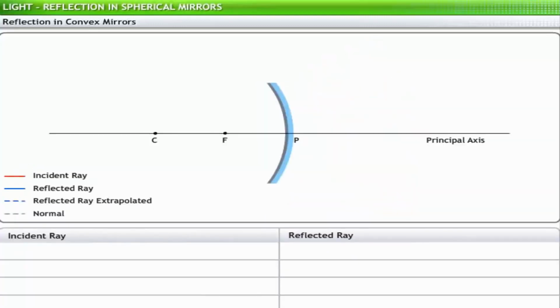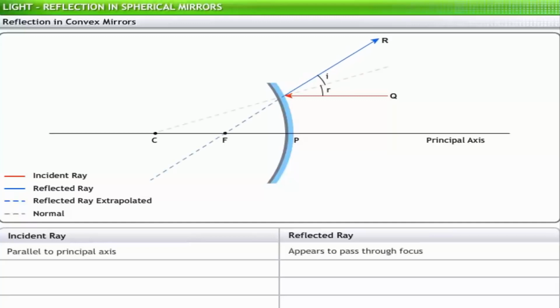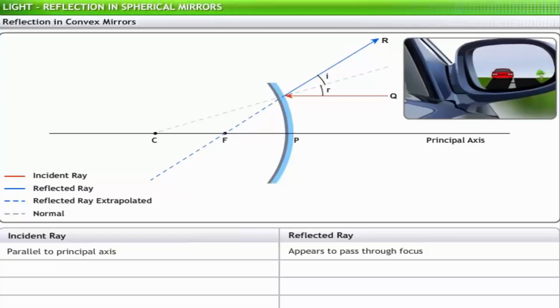Let's take a look at a few cases of reflection of a light ray from a convex mirror, taking the example of a rear-view mirror. In the first case, incident rays are parallel to the principal axis. In this situation, the reflected rays appear to pass through the focus. In a rear-view mirror, incident rays parallel to the principal axis enable the driver to see the car traveling exactly behind his car.